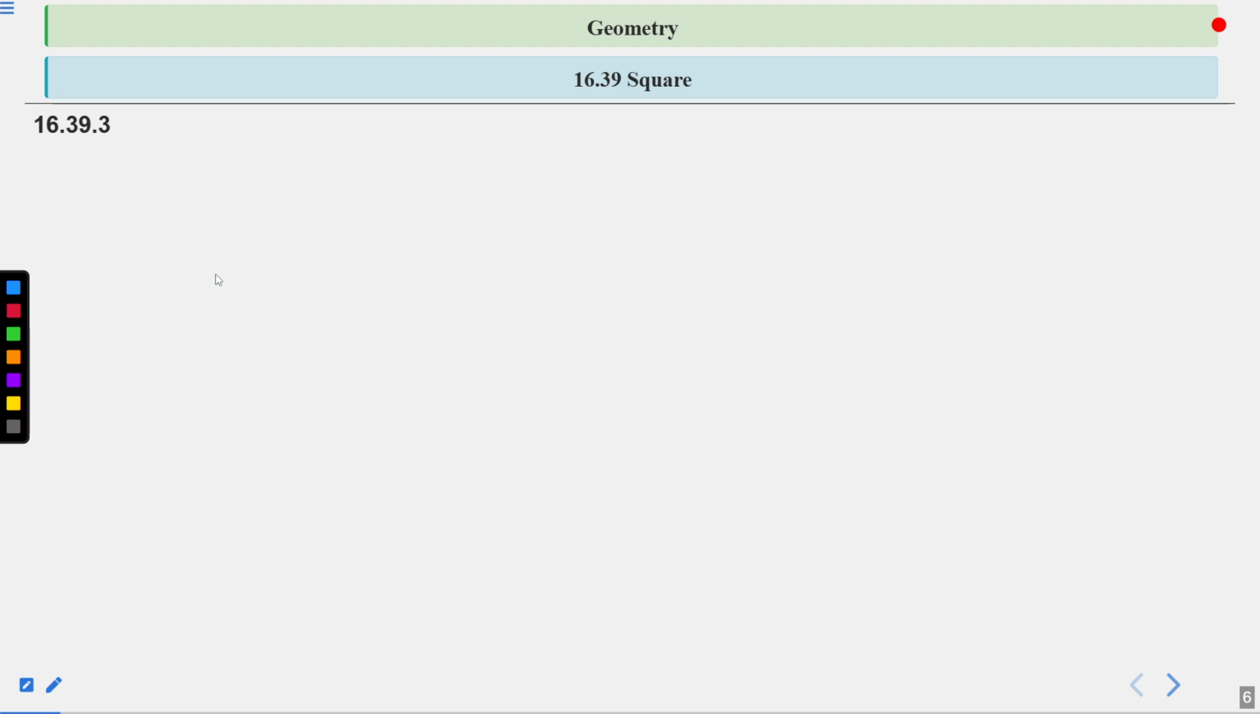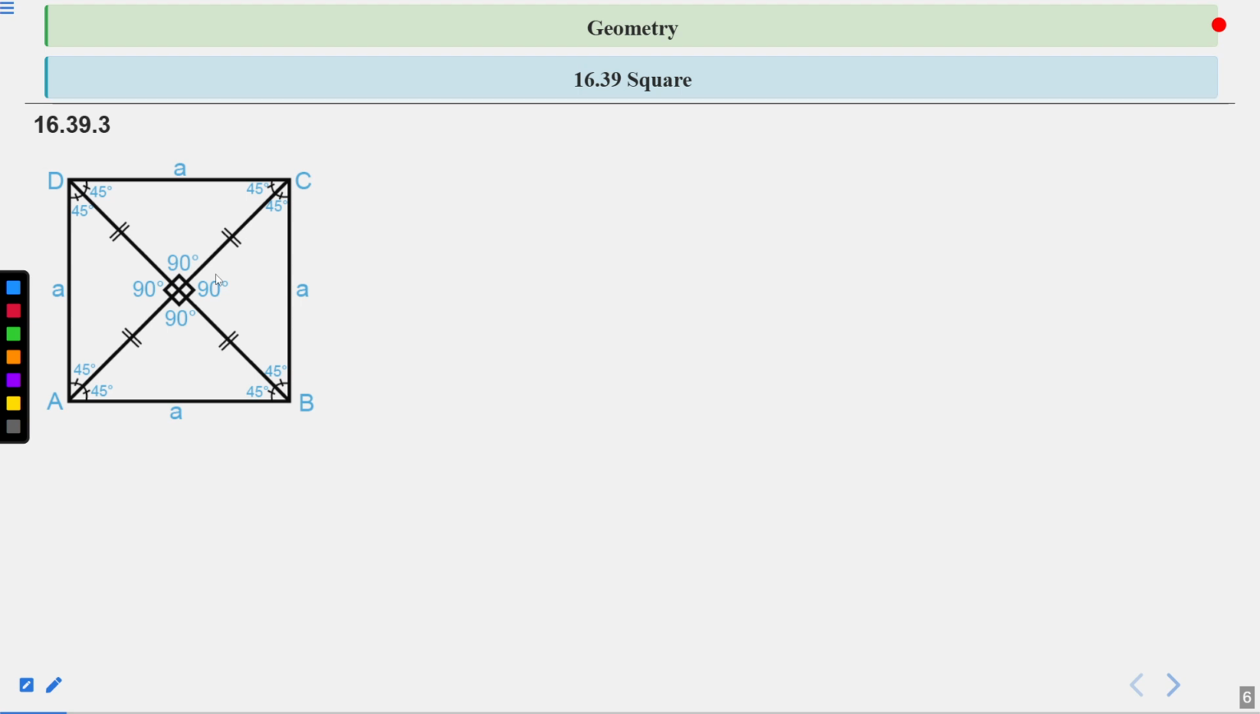Next one, 16.39.3 of the square formula. This is the diagram of the square. The diagonal AC has length A root 2, where A represents the side of the square. So the length of AC will be A root 2, and this is also equal to BD, since BD is also a diagonal of the square.